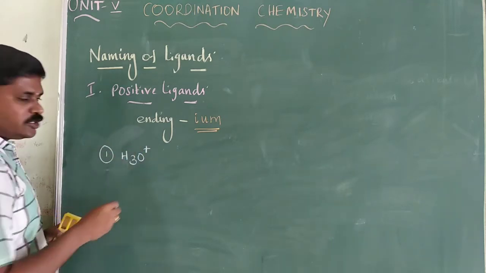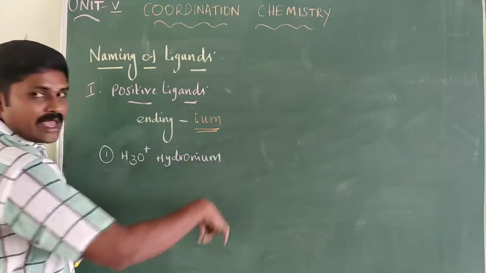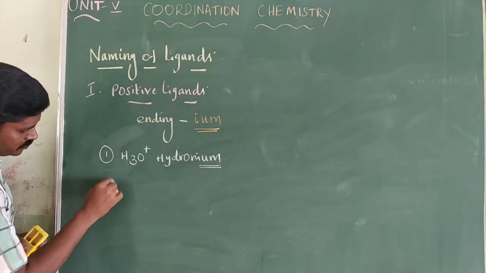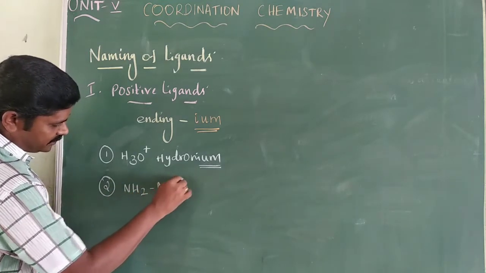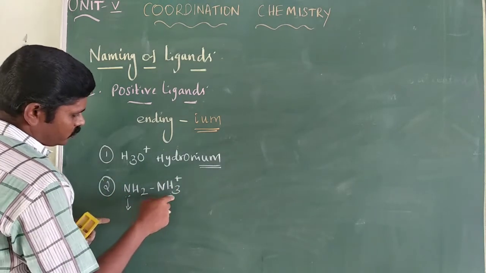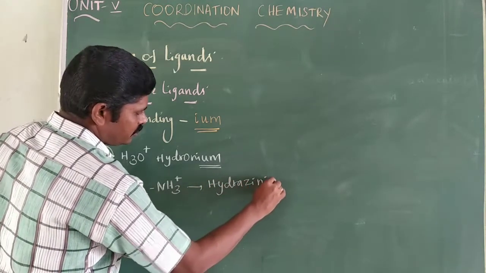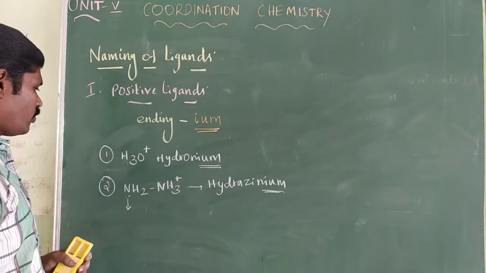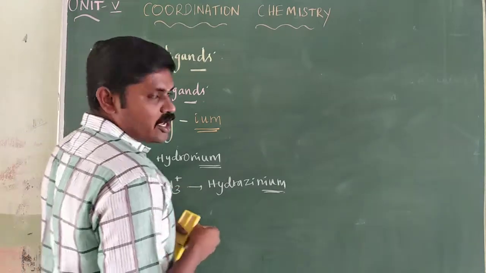For example, the positive ligand H3O plus is hydronium. Ending in IUM, hydronium. Then NH2 bonded to NH3 plus is hydrazinium. So the ending is IUM in positive ligands. Both are monodentate ligands, with only one donor atom. Those are the positive ligands. Next, neutral ligands.